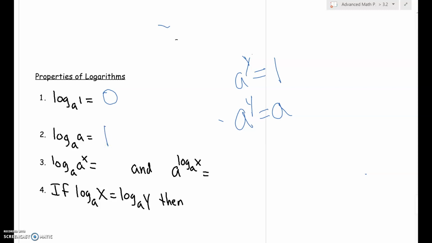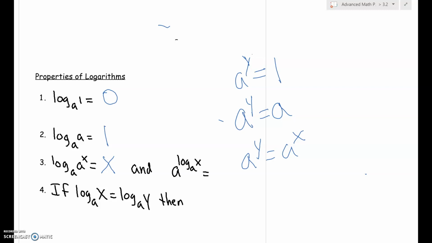The next properties here are a little strange. We'll come back to these later. We're not going to use them that much right now. But again, for the first one in particular, if I change that to exponential, it's going to say a to the y equals a to the x. That looks a little strange. Really what that means is y equals x.